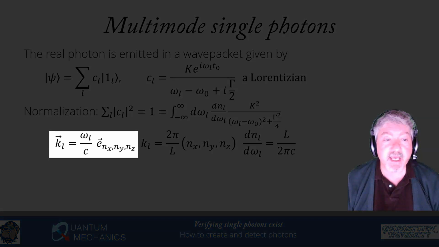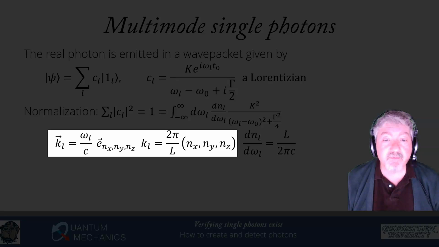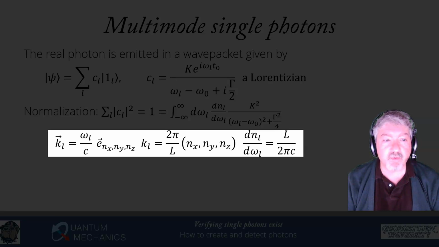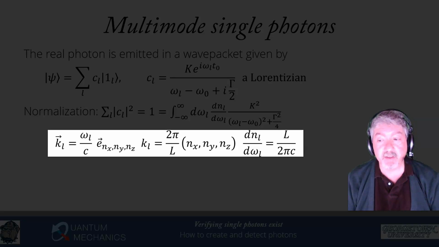So I want to remind you that k_L can be written as omega_L over c times a unit vector in the direction of the 3 different n vectors. k_L is given by 2 pi over L (n_x, n_y, n_z). And then dN_L/d omega_L is equal to L over 2 pi c. You see that by taking that expression for k_L, multiplying it by L over 2 pi, that changes the factor omega_L over c to omega_L L divided by 2 pi c. And then if I take a differential of both sides relating d omega_L to dn, you can immediately see that the density of states is going to be L over 2 pi c.